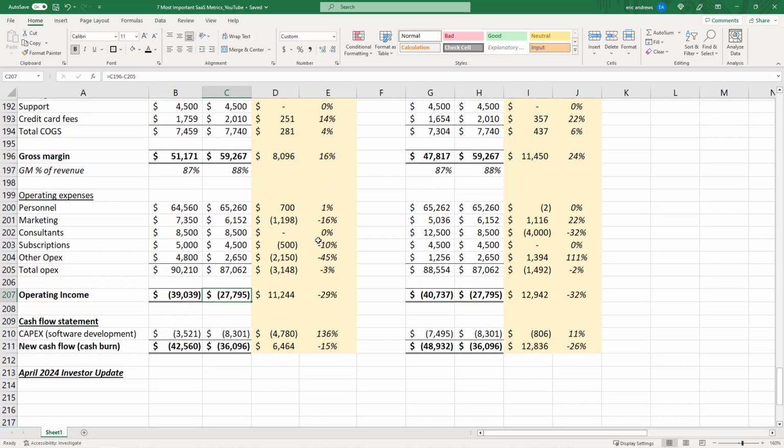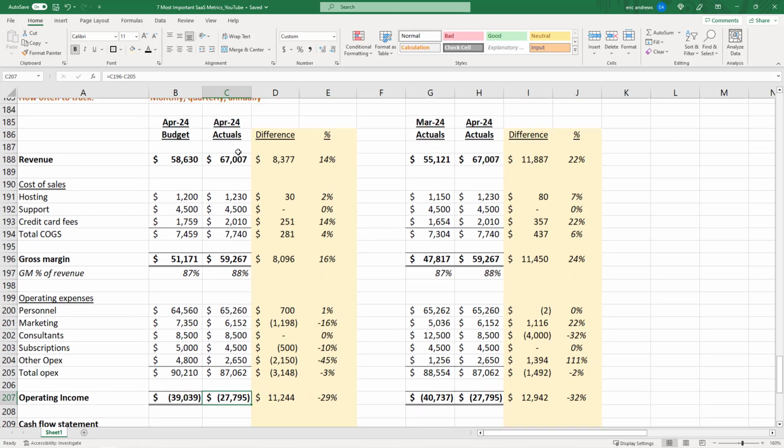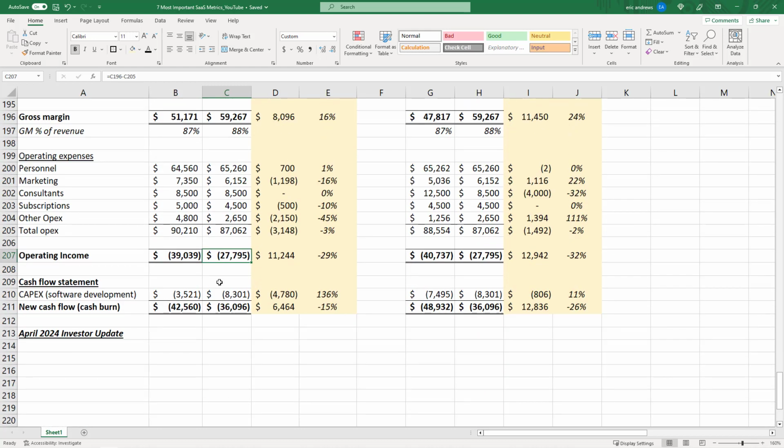But one thing is that your operating income doesn't reflect your cash flow, because if you're capitalizing software development and things like this, it doesn't flow through your income statement in the same way that it's hitting your bank account. So you always want to look to your cash flow statement, and you'll see that your operating income in April was negative 28,000, but your actual cash burn was negative 36,000. So just make sure you're watching out to understand the difference between your burn rate and your negative operating income.